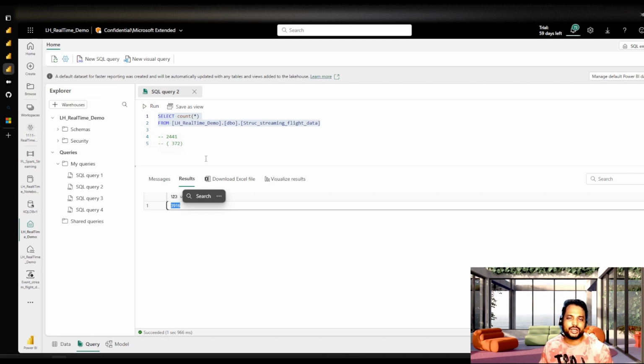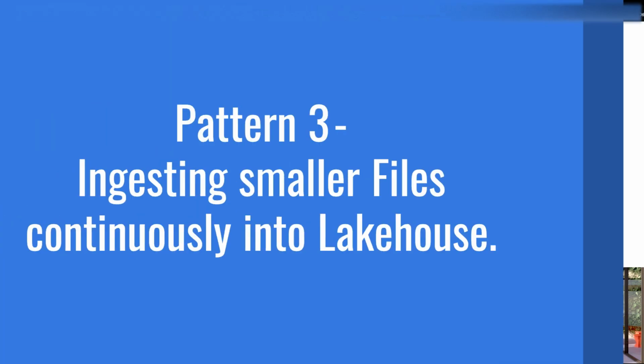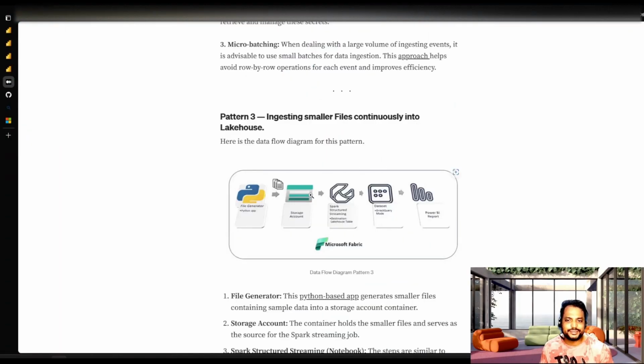So this is how we can use Spark structured streaming to ingest the data from event hub to the Lakehouse table. So let's get into our last pattern. In this pattern, it is exactly the same as pattern 2. But the difference is that, instead of the event hub, we have some smaller files kept in a storage account. Now these files are being generated by some app. It might be IoT Hub, or we have a feature called capture event in Event Hub.